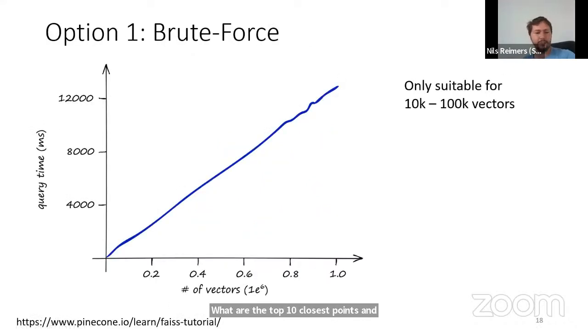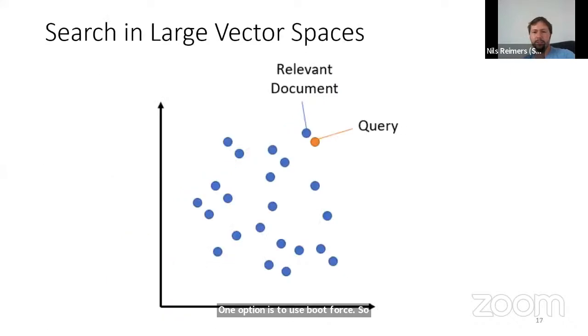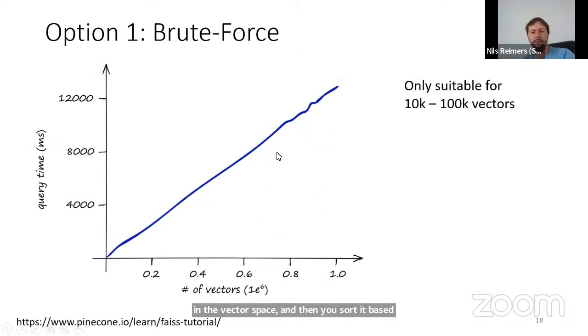And there's a whole industry around how you can do the search, with many frameworks, vendors, and so on. One option is to use brute force. You take the query, you compute the distance to all the documents you have in the vector space, and then you sort them to find the top 10 closest documents. The challenge here is, of course, that the runtime grows linearly with the number of vectors. So if you have 1 million vectors, you have a query time of up to 12,000 milliseconds. So it's often only suitable when you have 1,000 to 100,000 vectors, then the latency is okay.